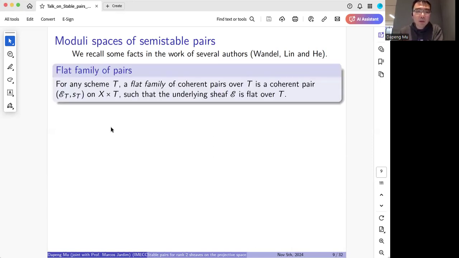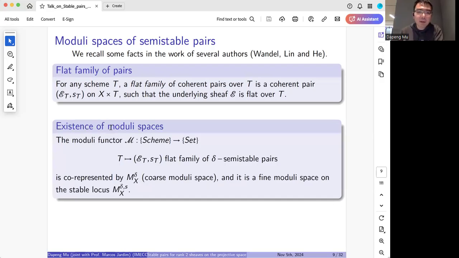Okay, so I will start with a flat family of pairs. Before the moduli functor, we have to clarify what is meant by a flat family. In this situation, a flat family of coherent pairs over a scheme basically means the underlying family of sheaves in this pair is flat. In the more general setting of a coherent system, you will see a more complicated definition of flat family, but this is a special case. So in our case, a flat family of pairs means that the underlying sheaf is a flat family.